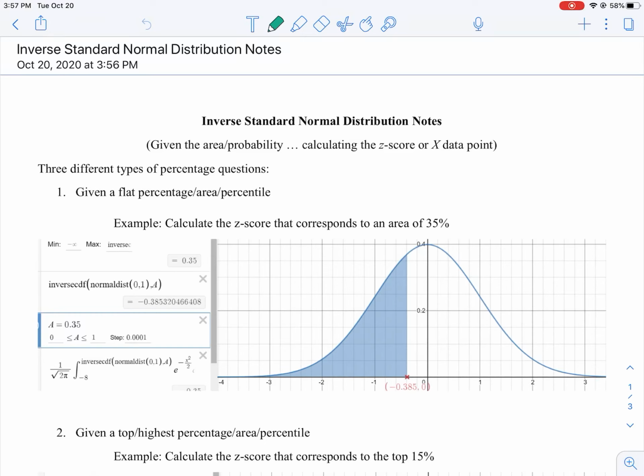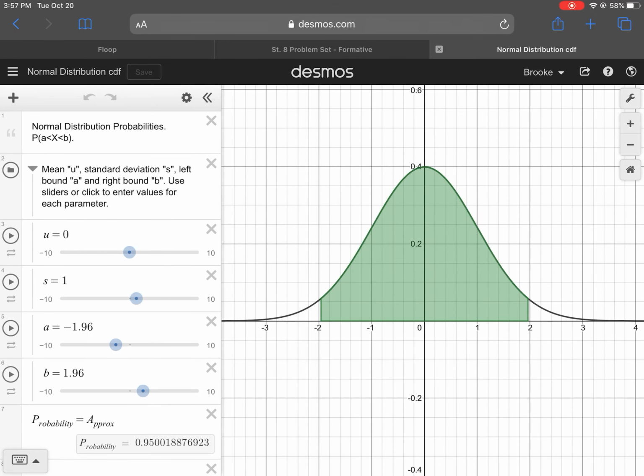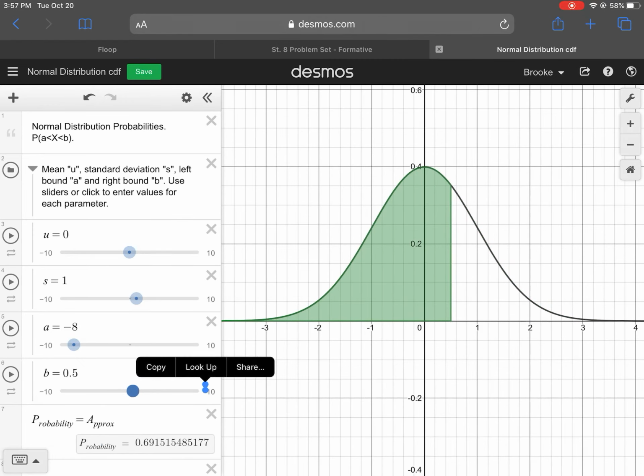The focus of this video is on inverse standard normal distribution. So I want to focus you on this Desmos graph to orient ourselves to where we were. We went from calculating the area represented by the shaded region under this curve, by plugging in z values from negative infinity to a certain value. So we started there, and now we're going to be doing the opposite.